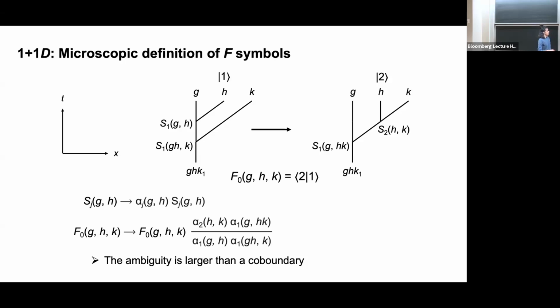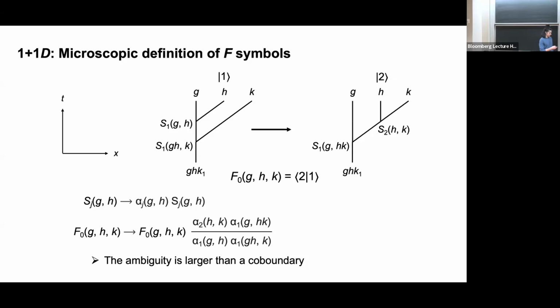But the issue that arises is that we've used two different sets of splitting operators to define F naught, because we have S1 and S2 operators. And each of these sets of operators has an independent phase ambiguity. So in particular, we can multiply S1 by some phase alpha 1. We can also multiply S2 by some phase alpha 2. All of these are functions of pairs of group elements.